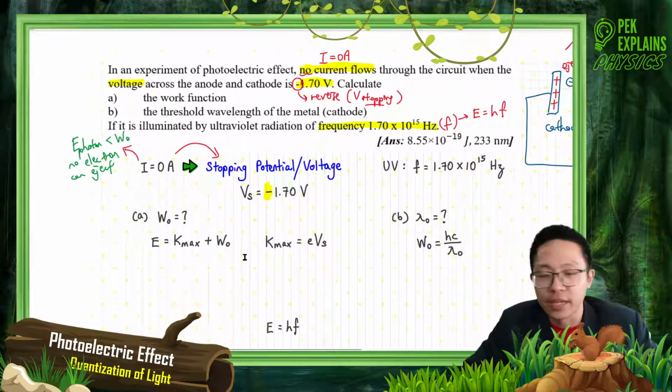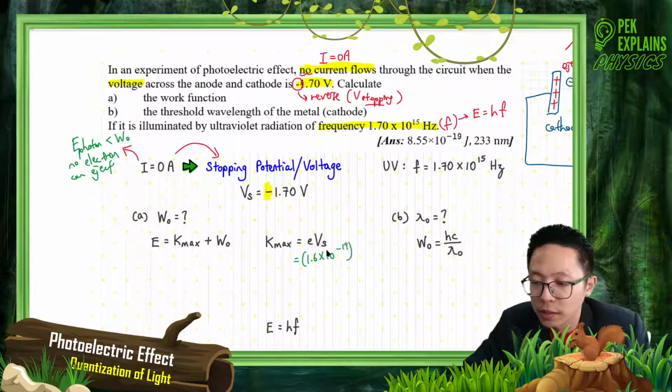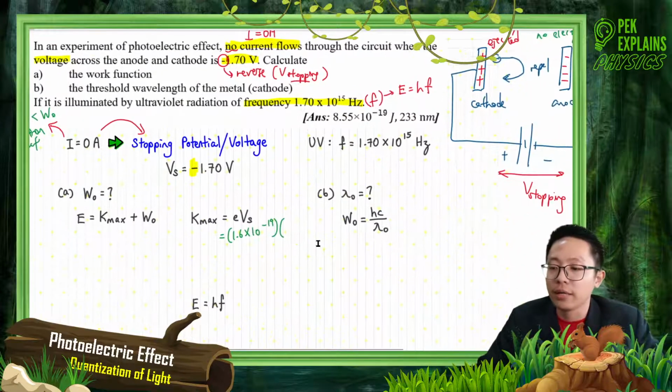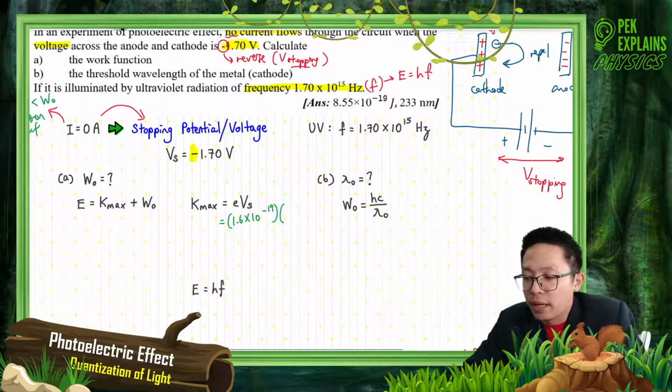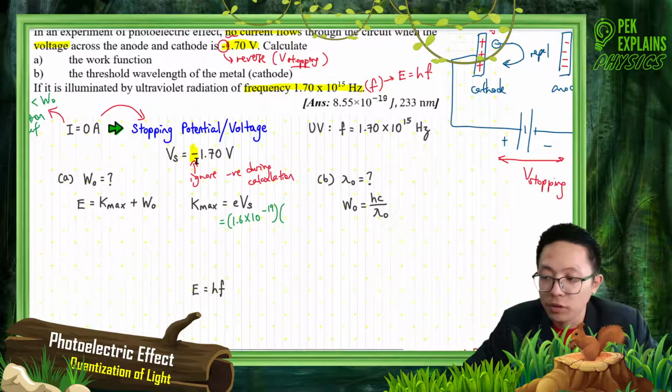Okay, now let's find the Kmax. To find the Kmax is eVs, electron charge times the stopping voltage. So electron charge is 1.6 exponent negative 19. Stopping voltage. Remember during calculation, just ignore the negative during calculation. You only put the negative sign when you need to give the stopping voltage as your final answer. But during calculation, just ignore the negative sign.